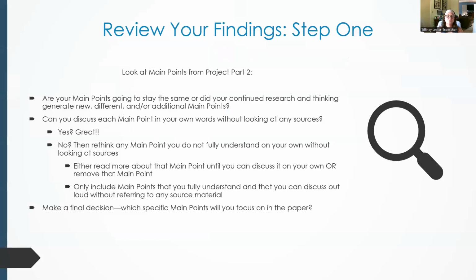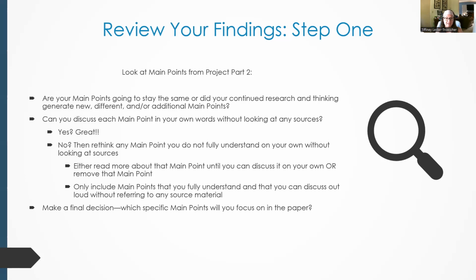The first thing you want to do is review your findings, which means looking back at project part 1 and project part 2 and looking at what you answered for both of those project parts. Also looking at my feedback from those project parts, and then thinking about any changes that you have already made, any changes that I suggested, any changes that you have come up with just because you've continued reading about your topic or you've continued thinking about your topic. So we need to review what we have so far first.